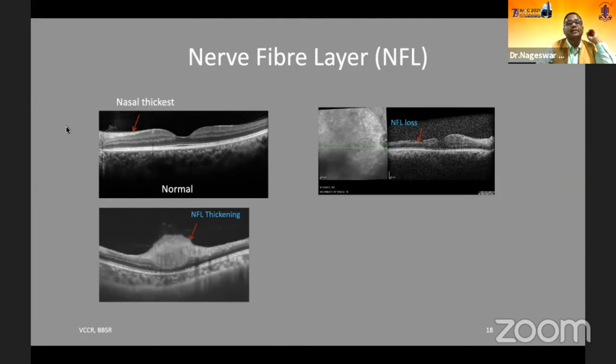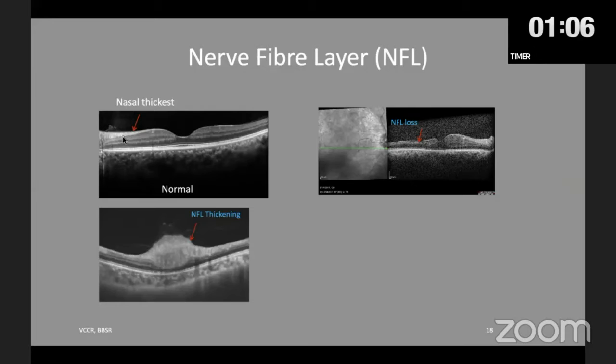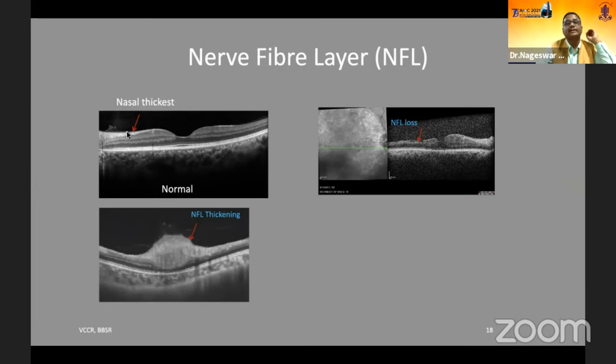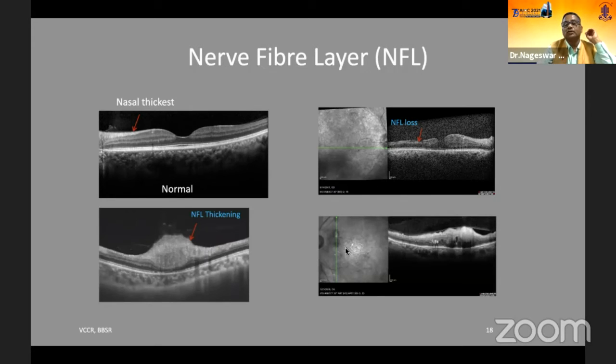Normally you will find the nerve fiber layer thickened towards the disc, on the nasal side, the retinal nerve fiber will be thickened normally. But there will be a loss sometimes. What Susmita was telling, even nowadays OCT is defining whether there is a really quantifiable amount of nerve fiber thickness lost or not, and ganglion cell loss is also being detected nowadays. And NFL thickness you will find sometimes in astrocytoma or corneal spots.